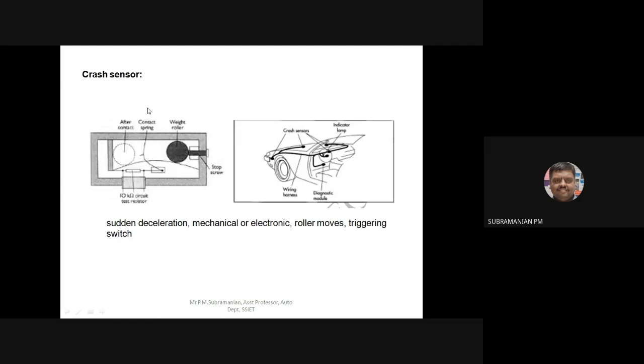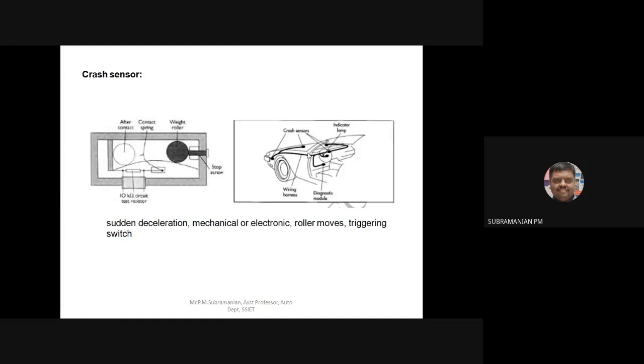So what the crash sensor is going to do is predict the sudden deceleration. That is, when I strike an obstacle, what will happen? This weight roller will move so that the crash sensor will give a voltage and it will trigger a switch. That is, the crash sensor will give a voltage at a particular level, that is, exceeding a threshold range. So the ECU or a control unit will activate this airbag. Okay. So this control can be mechanical or electronic. So it will be able to sense the obstacle, that is, it will be able to sense the deceleration so that I can deploy my airbag, okay?